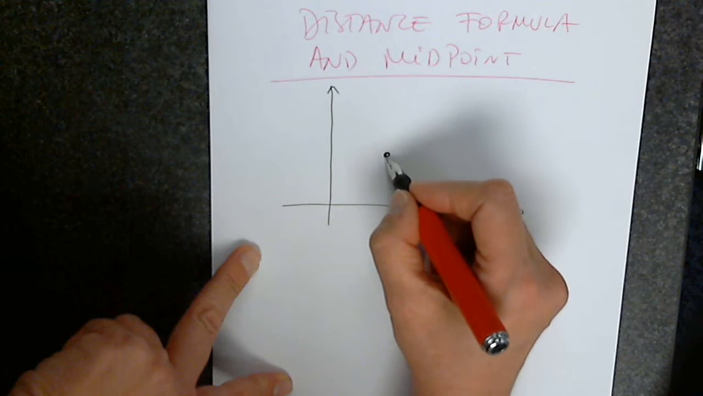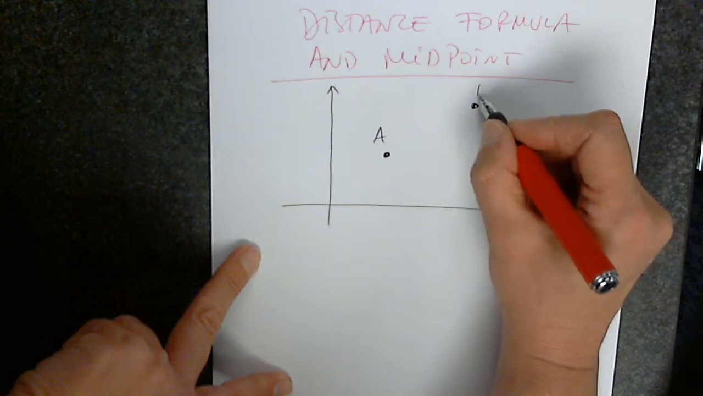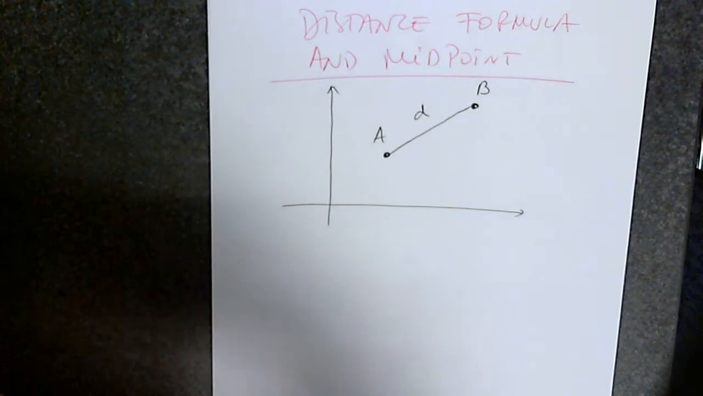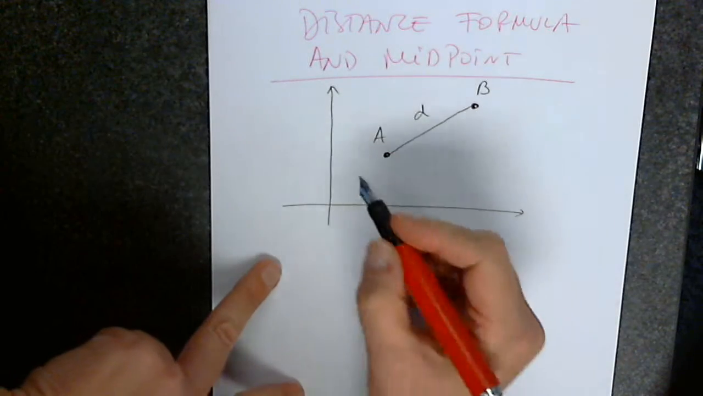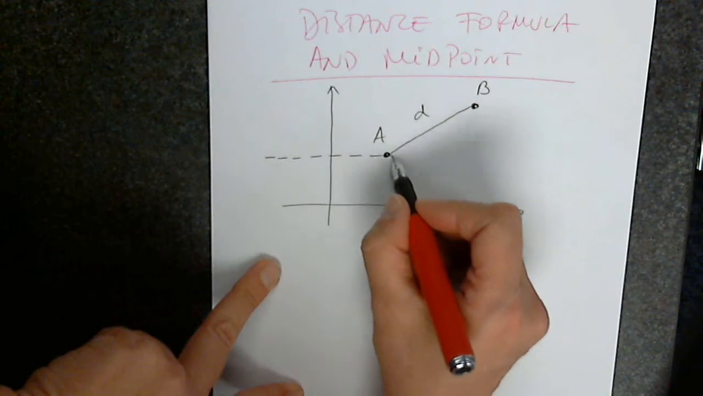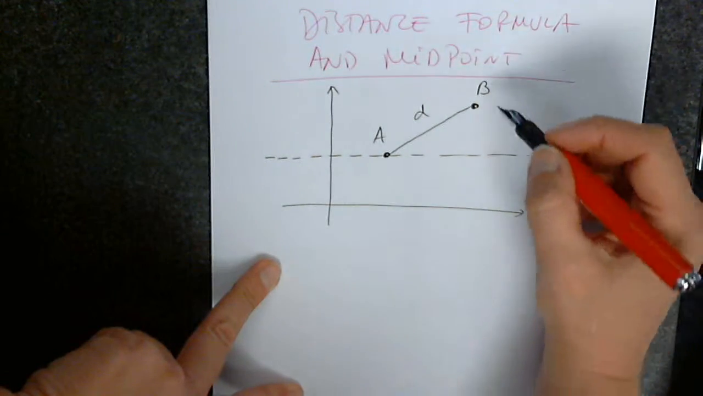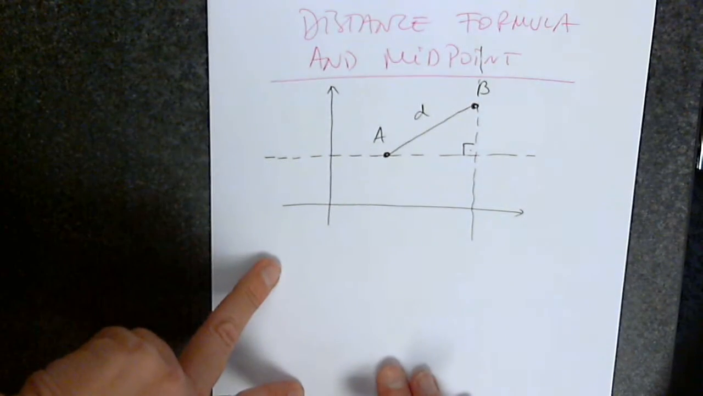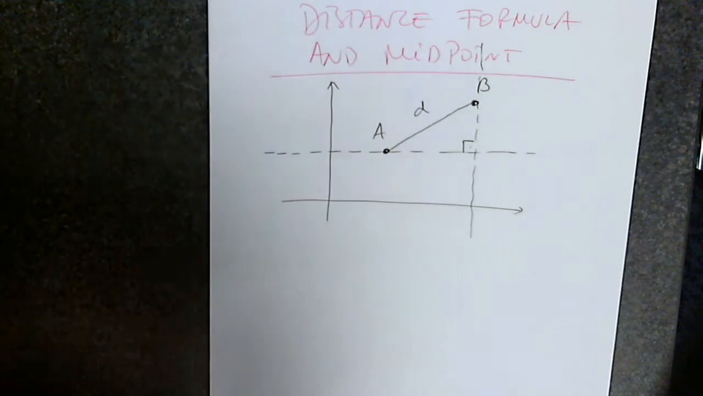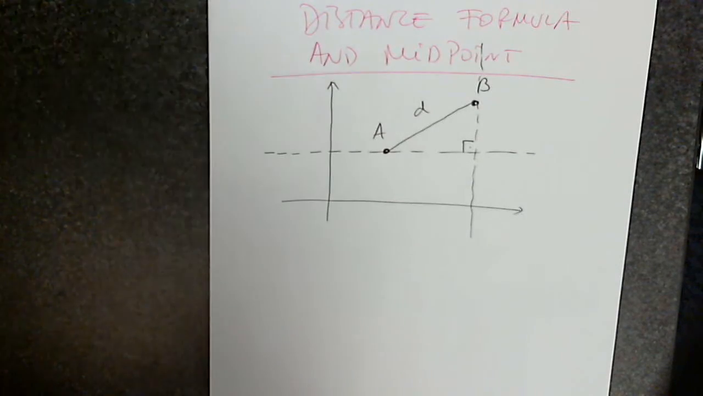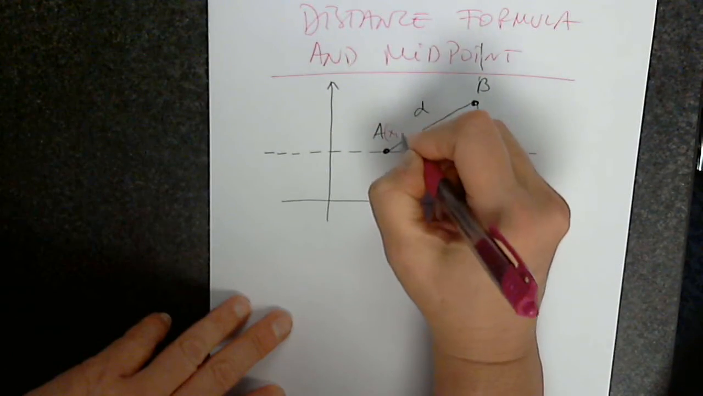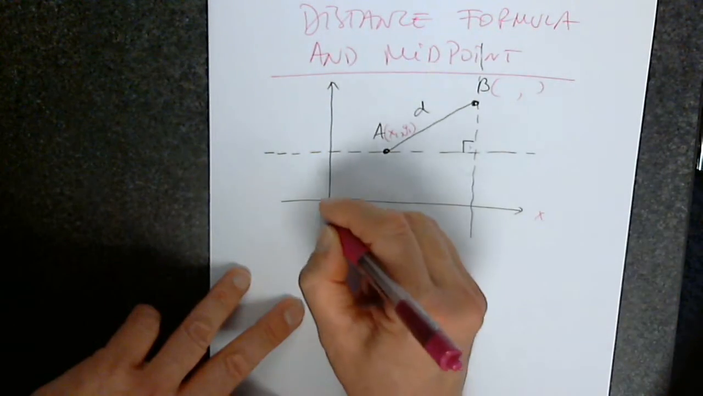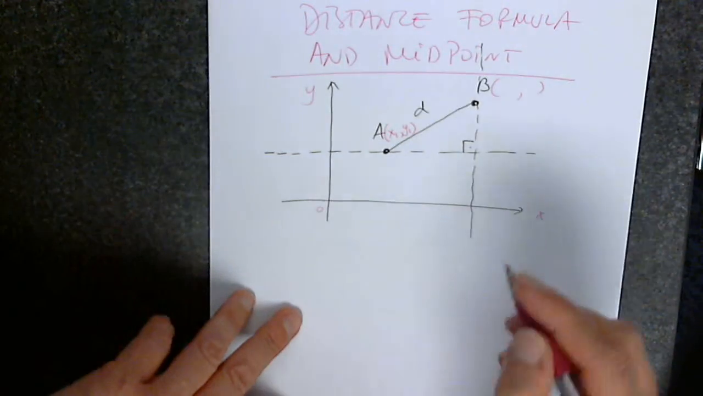So let's say we have a point, point A, and we have another point, point B, and we want to determine the distance of the segment between A and B. So first of all, I will form a right triangle with a horizontal line and of course a vertical line. This will be a right triangle. I am going to denote the coordinates of point A, x1, comma, y1. What do you think I'm going to denote the coordinates of B? Of course.